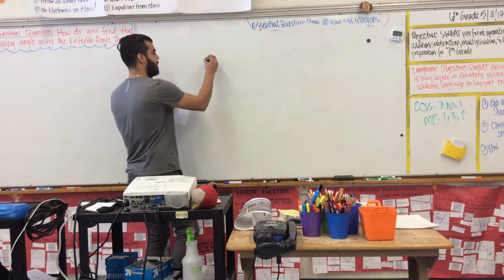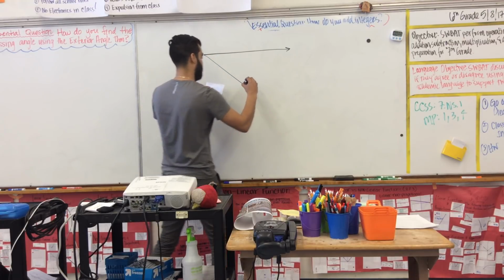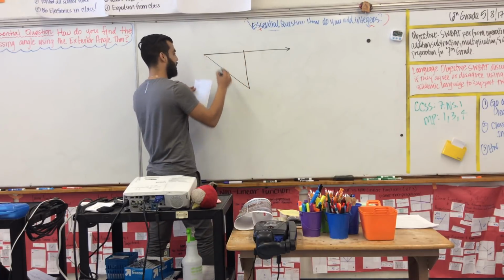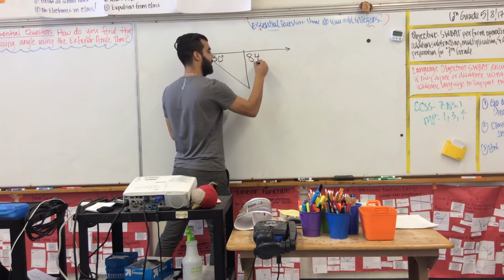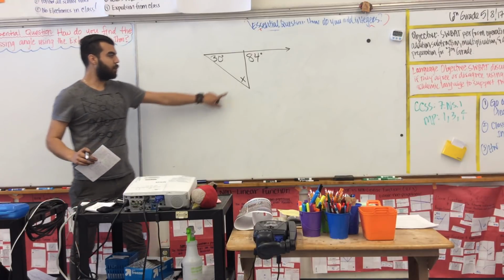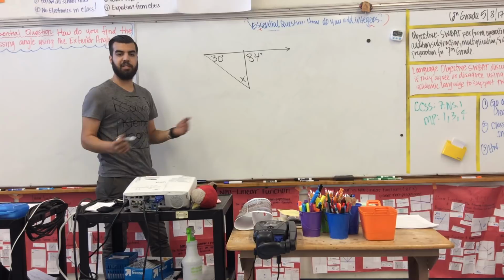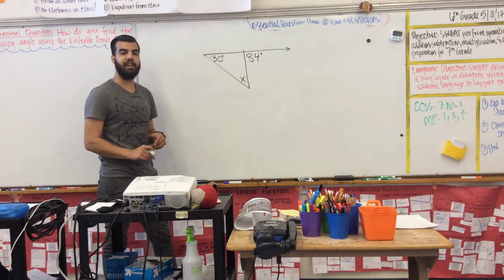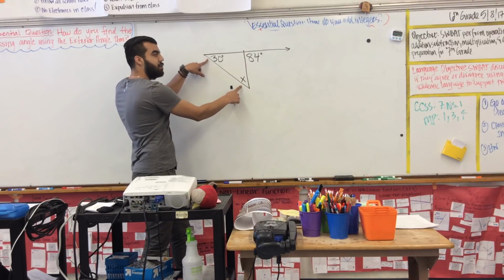Okay, let's try this one. So we have something that looks like this. I know this angle is 30 degrees. This one is 84 degrees. And then we have x right here. We want to find the degree of this angle. Again, just remember the rule for exterior angle theorem. The exterior angle equals the sum of these two angles.